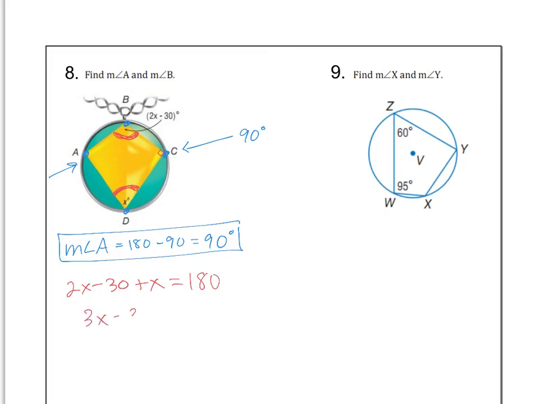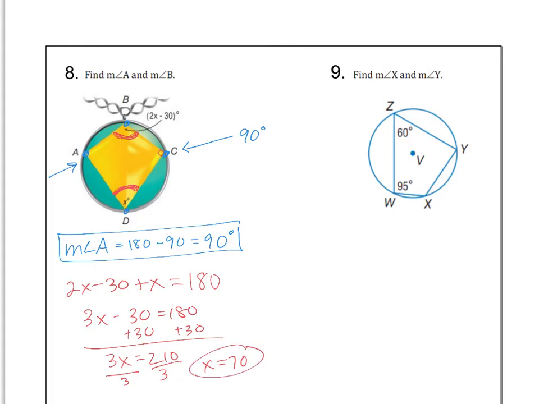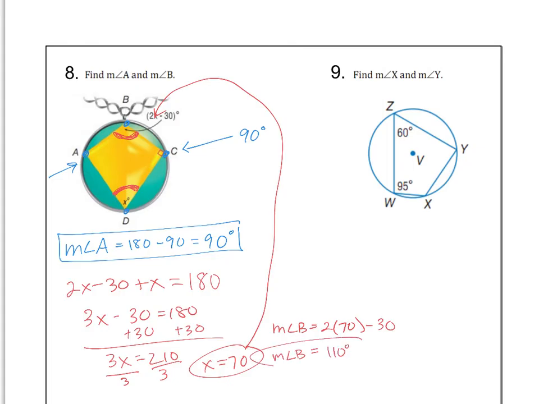So you're going to have 3x minus 30 equals 180. Add your 30. You wind up with 3x equals 210 and divide by 3. X equals 70, but that's not our final answer. To get our final answer, we need the measure of angle B. So take your 70, plug it in. So the measure of angle B is going to be 2 times 70 minus 30, which is 140 minus 30. So I think that is 110 degrees.